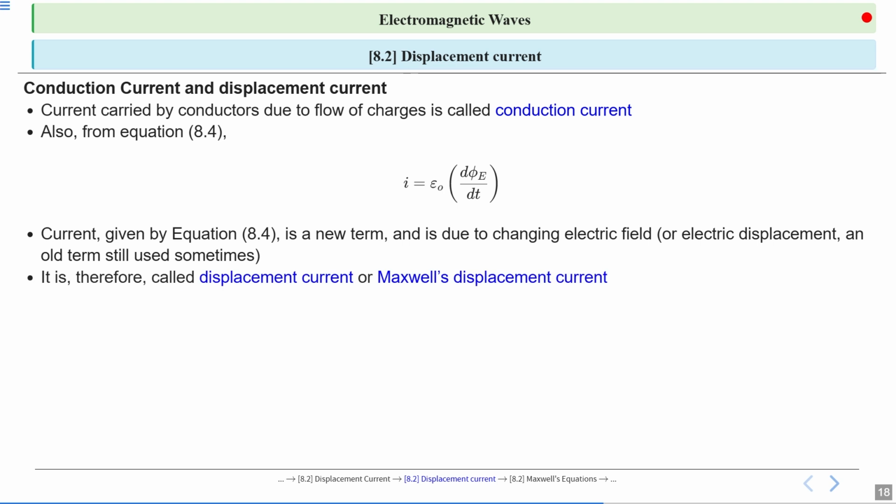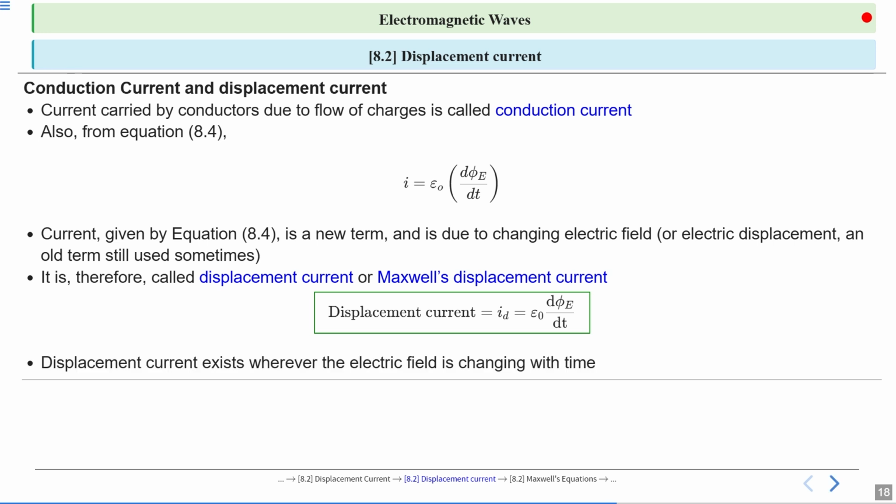It is therefore called displacement current or Maxwell's displacement current. Displacement current is represented by ID. Conduction current is represented by IC. So displacement current ID is equal to epsilon naught d phi E upon dt. Displacement current exists wherever the electric field is changing with time. When the electric field is changing with time, that displacement current will exist there.